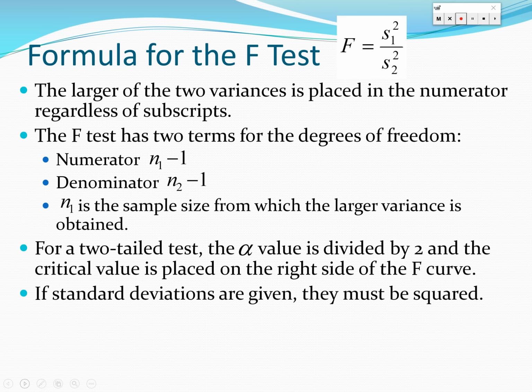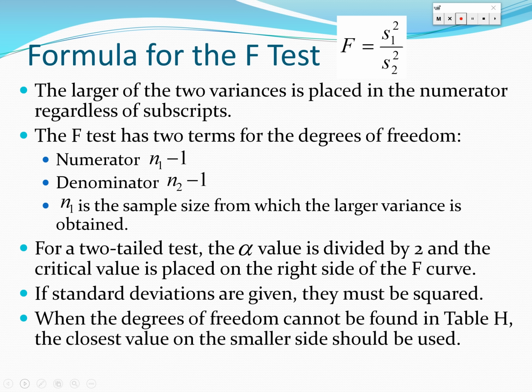If standard deviations are given, I already talked about this, you have to square them. If your exact degrees of freedom are not found in the table, and this has held true for our t distribution and for our chi-square distributions, we go smaller. So if we need degrees of freedom, let's say 23, and 23 is not in the table, but 20 is, we go with 20. We go below it.